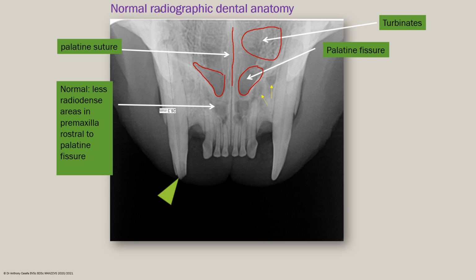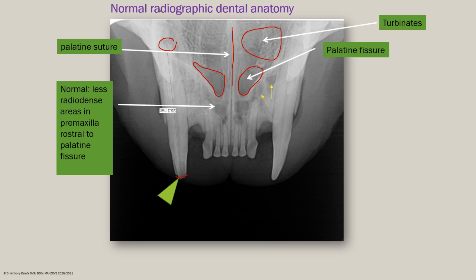We have a fractured crown here, so there's a root exposure here. The pulp is exposed, and so you can see there could be some lysis around the end of the tooth, but we would need to take a mesiolateral view to see that apex more clearly.